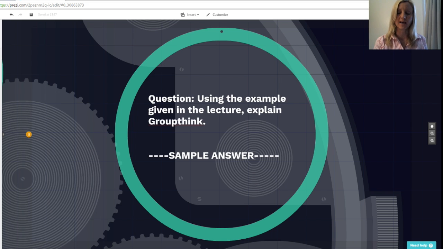Now listen to a sample answer for this prompt. The question is, using the example given in the lecture, explain groupthink. According to the reading, groupthink is the process by which groups make poor or irrational decisions, usually because there's a fear of going against a consensus, a fear of losing friends, or a fear of losing a position at work.